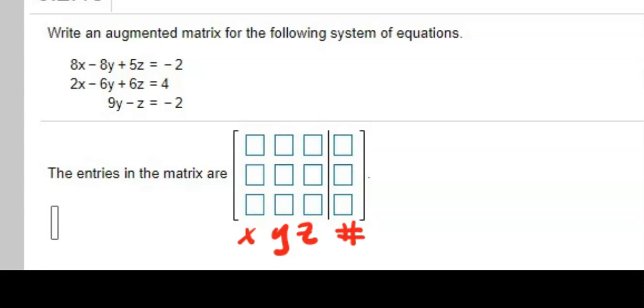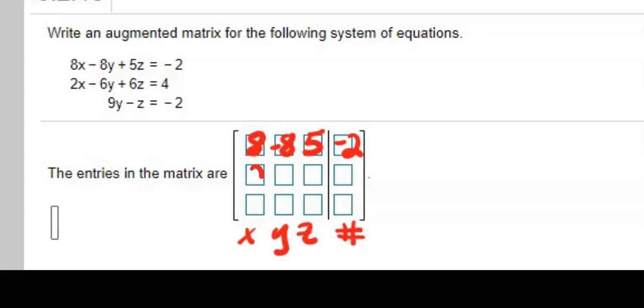From there, because it's organized so well, and everybody that knows math knows that it's organized this way, I just have to plop in coefficients. So my first coefficient is an 8, okay, 8x. My second coefficient is a negative 8. My third coefficient is a 5, and my answer is a negative 2.